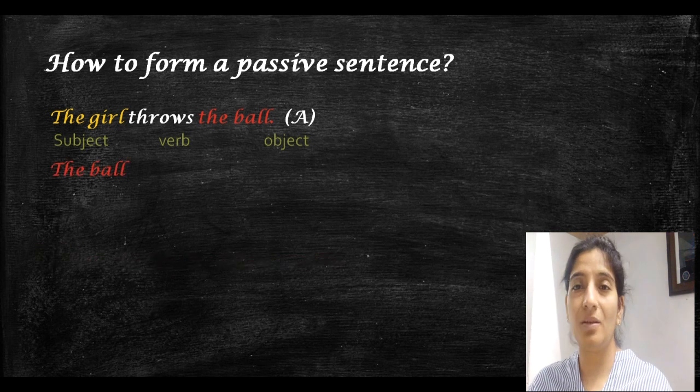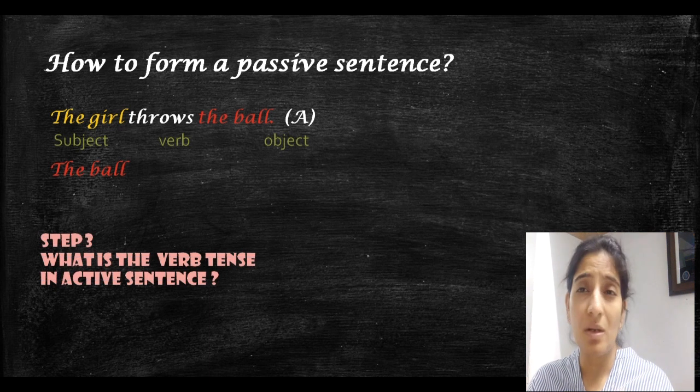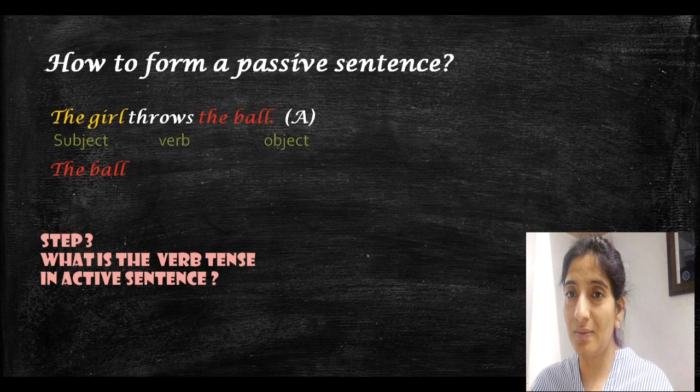Now to check the verb of the active sentence, this is really because the passive voice exists across different tenses, so you must check what tense your active sentence is in to make your passive sentence correct. It is in present simple. The girl throws the ball.